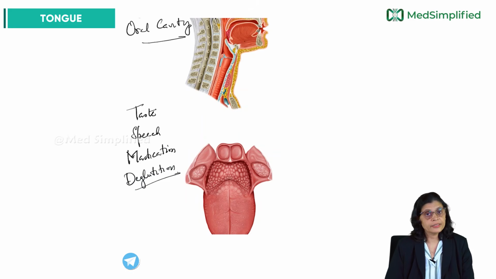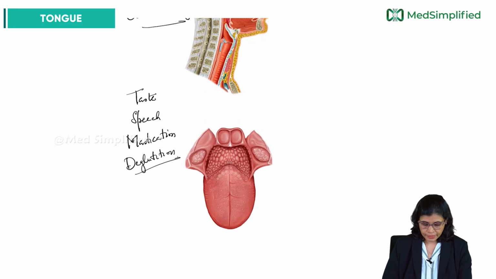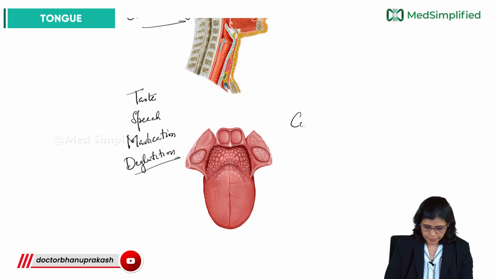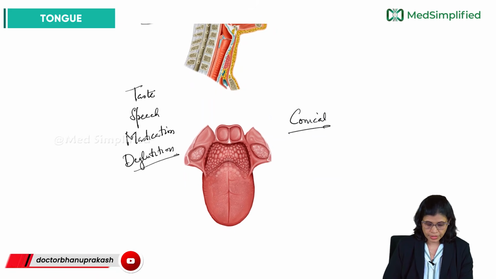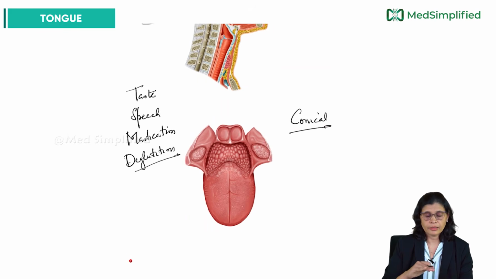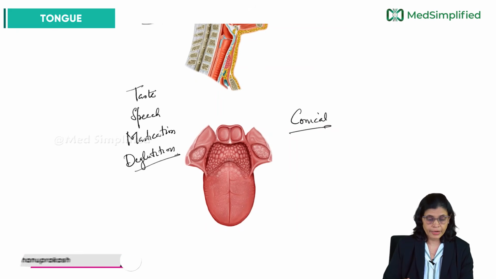we require the tongue. Now when we see the shape of the tongue, it is conical in shape and it is elongated. It is elongated antero-posteriorly and flattened dorso-ventrally.